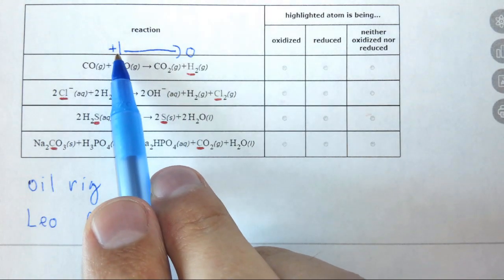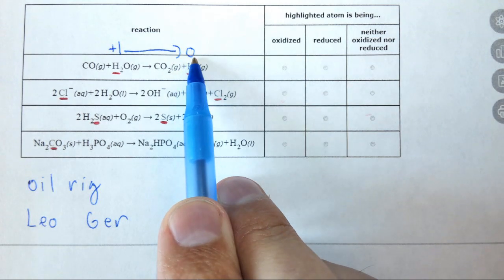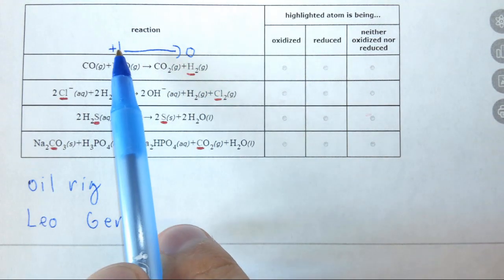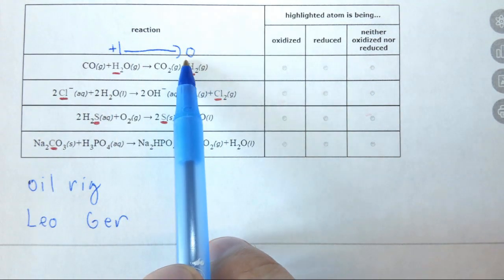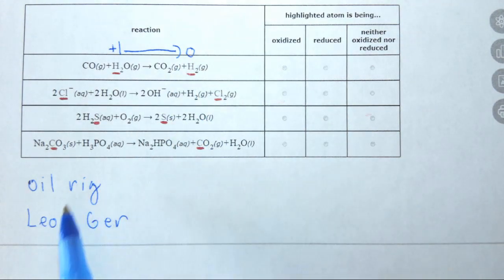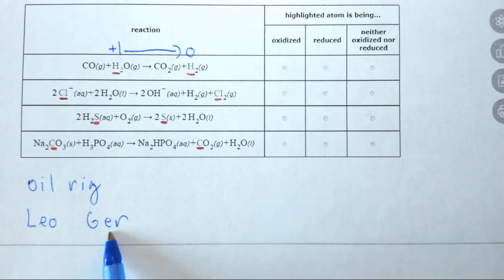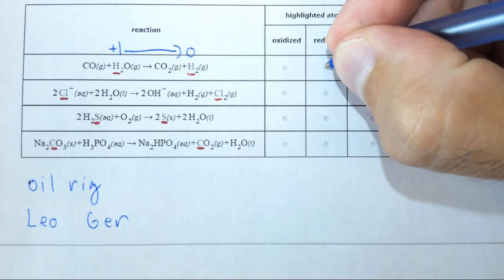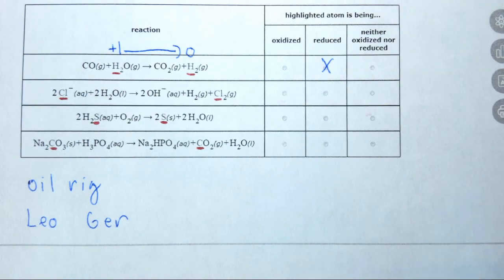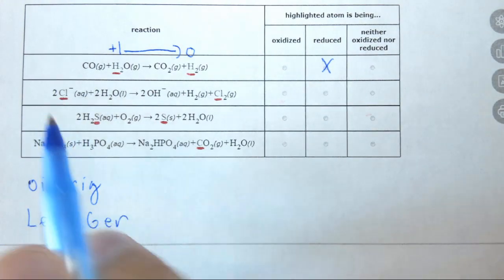So in this case, we go from +1 to 0. Since electrons are negatively charged, this is gaining an electron. Gaining electrons is reduction. So this is reduced.